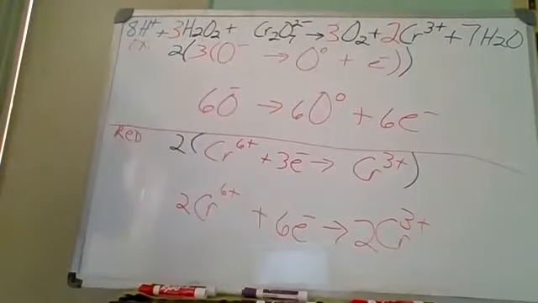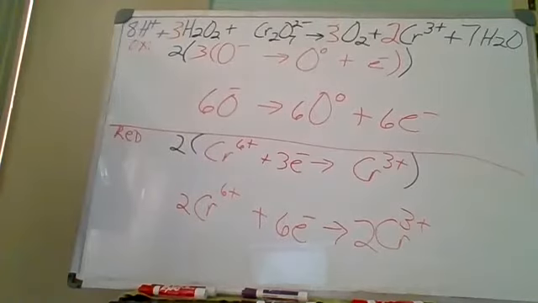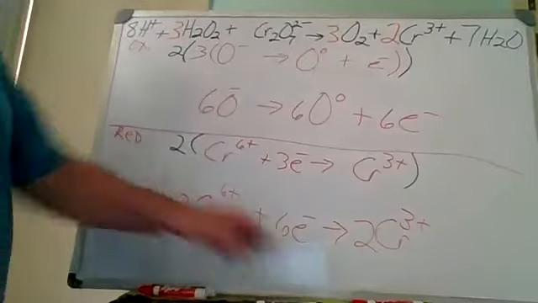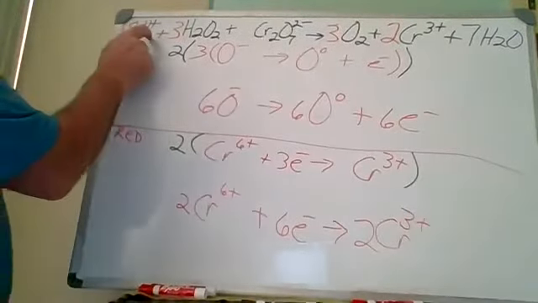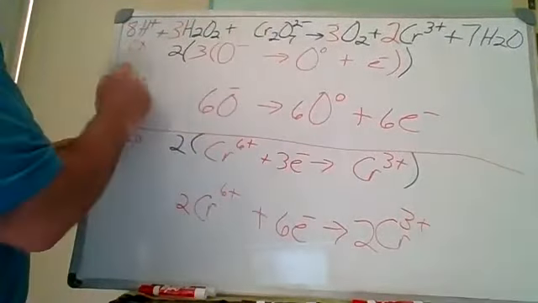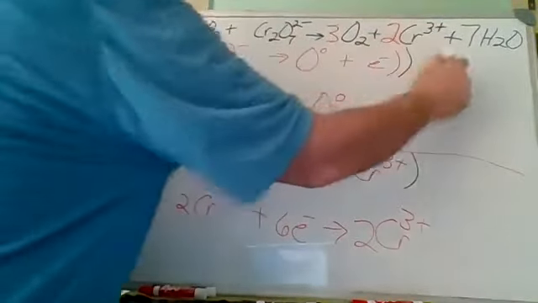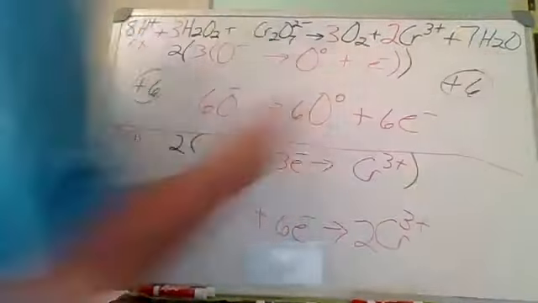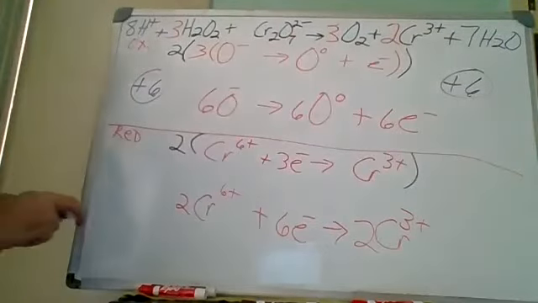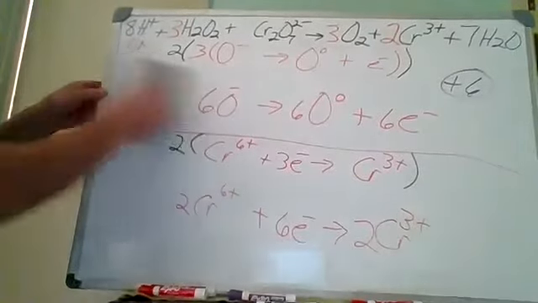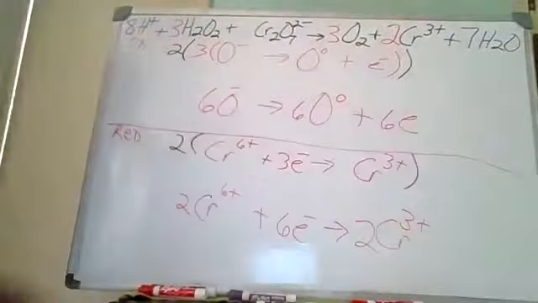Let's check the charges one more time, because I almost screwed them up a moment ago. Here I have 8 positive and 2 negative, add up to +6. Here I have +3 times 2 is +6. So the charge is balanced. We are done.